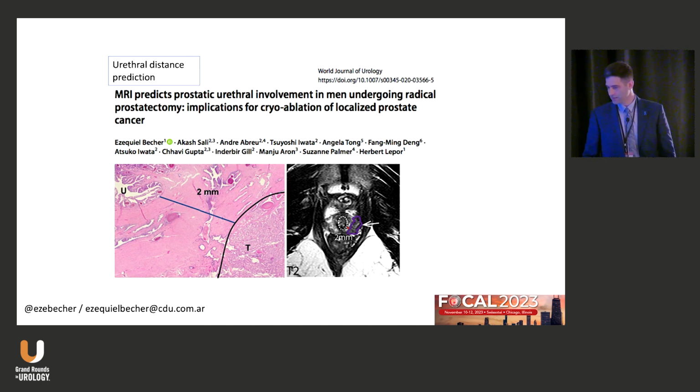For example, this is a study that we carried out when I was doing my fellowship at NYU, along with the group at USC, evaluating the performance of MRI in detecting which tumors were close to the urethra. This may have implications for cryo, for example. And we found that MRI has a really good positive predictive value on evaluating tumors close to the urethra. It doesn't have a great sensitivity, but at least the positive predictive value is really good.